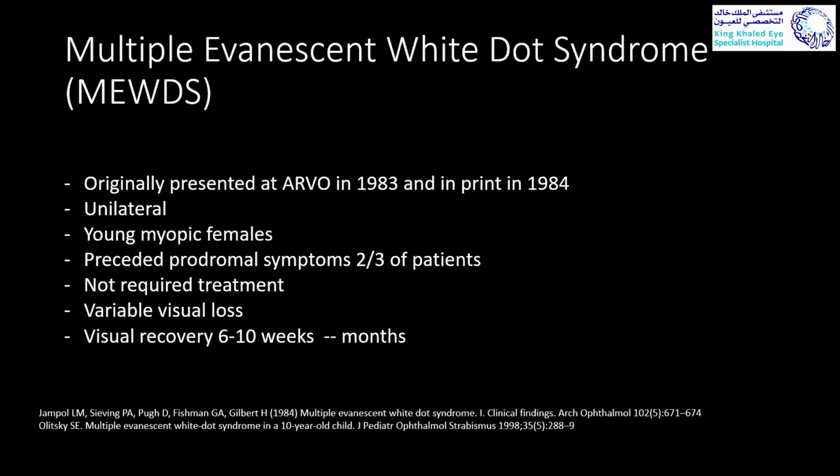For MEWDS, it was originally presented at ARVO in 1983 and in print in 1984. It tends to be unilateral most of the time, however, bilateral disease has been reported. It happens in young myopic females, usually preceded by prodromal symptoms in two thirds of the patients. Most of the time, we don't require any treatment. Those patients can have variable visual loss, and visual recovery usually occurs within a few weeks after the onset of the disease.